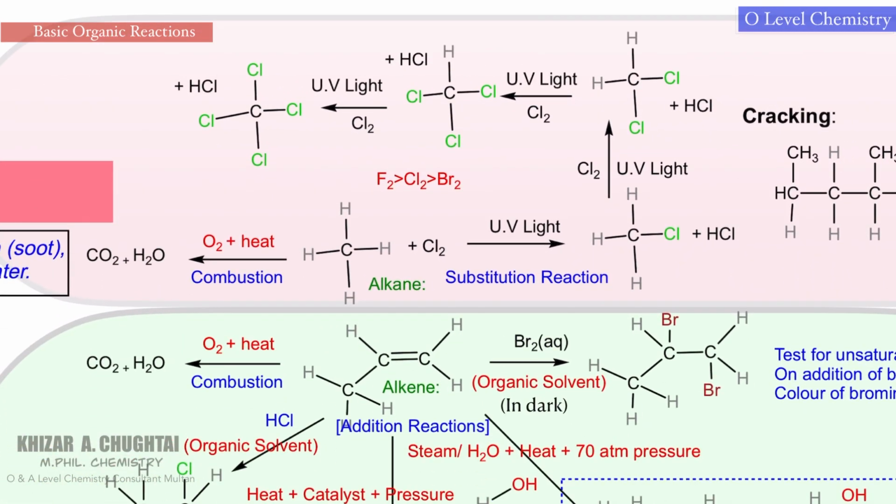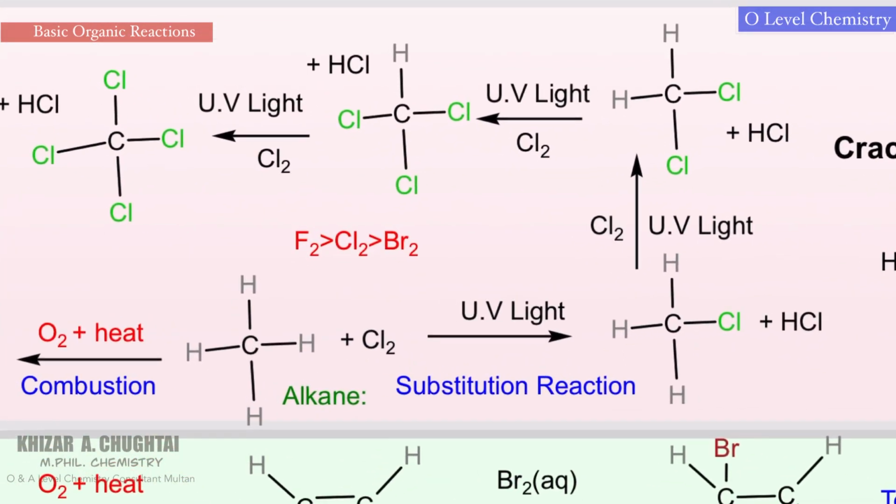So this substitution is basically stepwise. Each hydrogen is replaced turn by turn, and finally all hydrogens are substituted. In the first case, it is chloromethane, where one chlorine is substituted. Then dichloromethane, then trichloromethane with three chlorines substituted, and finally tetrachloromethane. And every time there is the formation of HCl.